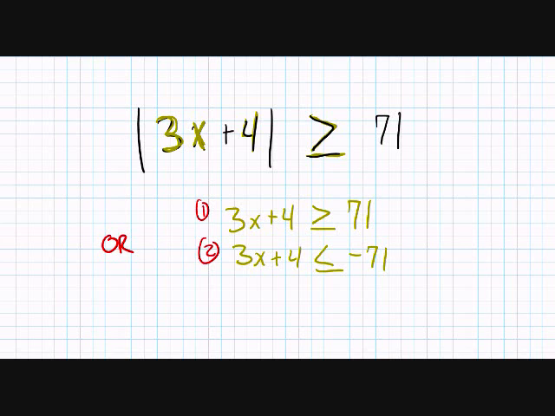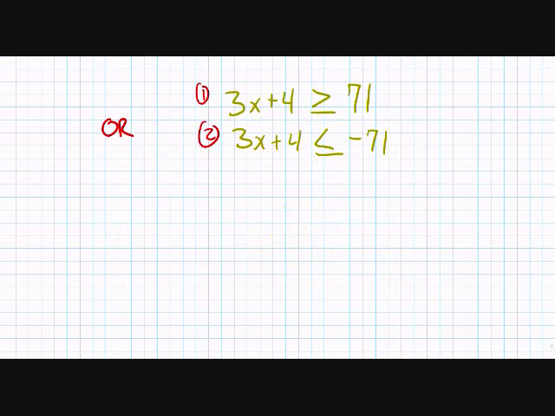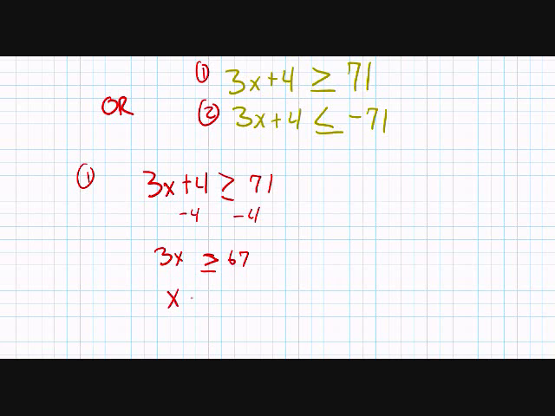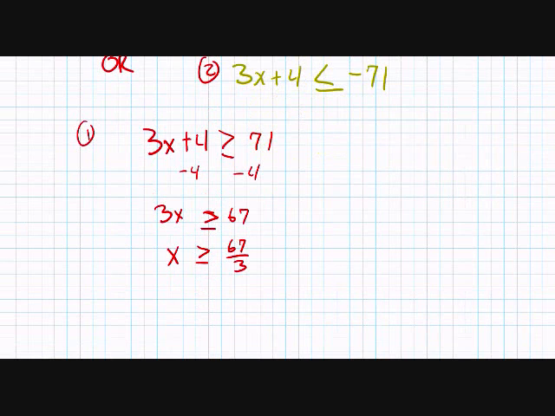Should have said, hey, 3x plus 4 greater than or equal to 71. I'm going to go ahead and subtract 4 from each side of this inequality. I'm going to get 3x is greater than or equal to 67. And you're going to say, okay, divide both sides by 3 and get x greater than or equal to 67 over 3. We love improper fractions. They're all proper to me, you know what I'm saying? Alright, so there's one solution.